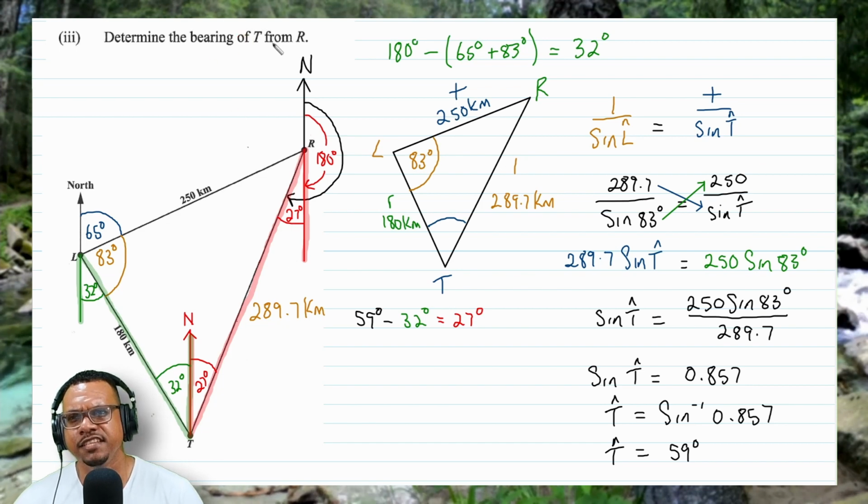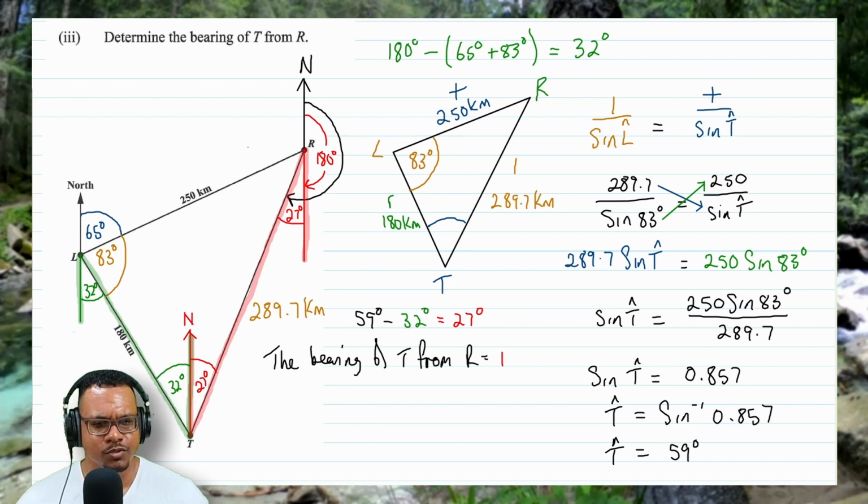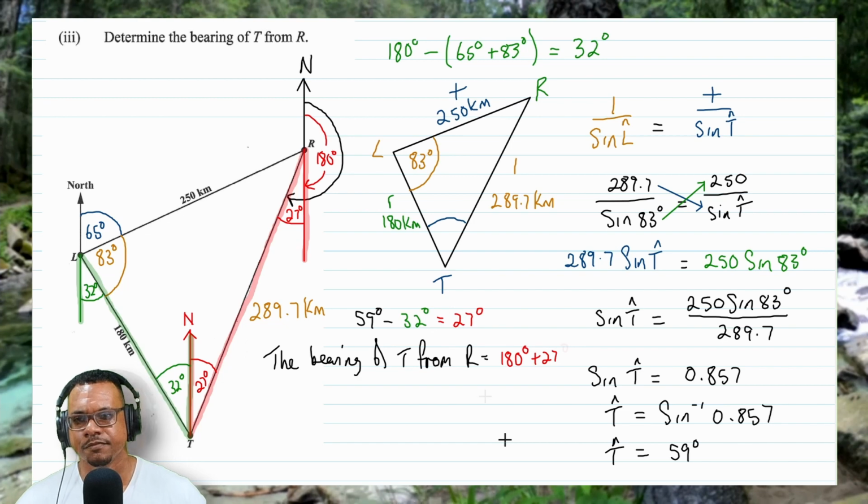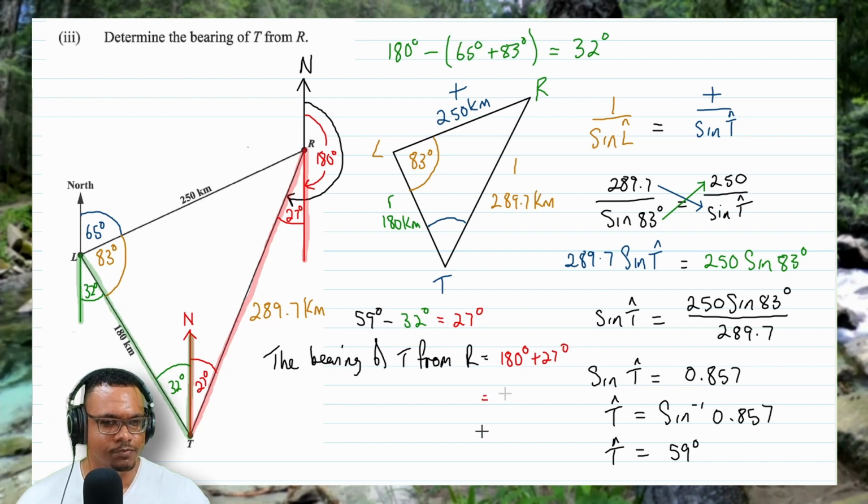So now the bearing of T from R is this whole angle, which will be the 180 plus the 27. So the bearing of T from R is equal to 180 plus 27, which is equal to 207 degrees.